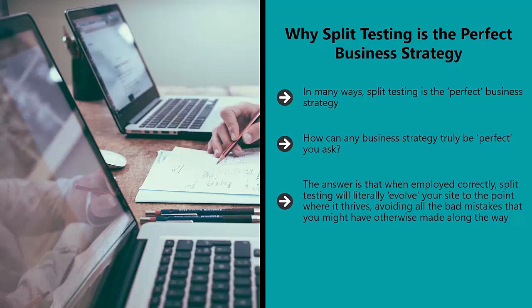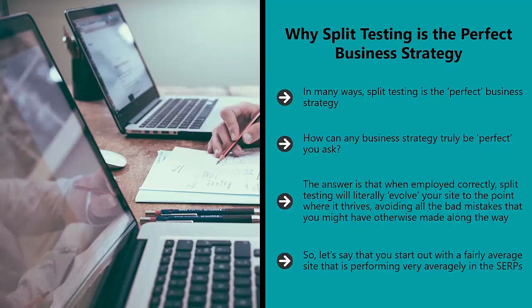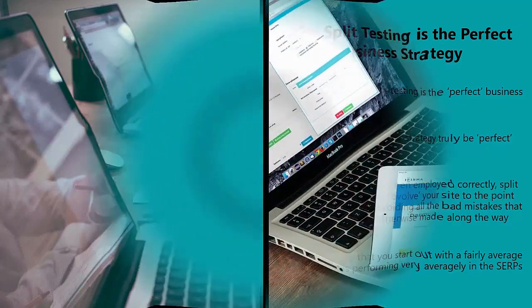The answer is that when employed correctly, split testing will literally evolve your site to the point where it thrives, avoiding all the bad mistakes that you might have otherwise made along the way. So, let's say you start out with a fairly average site that is performing very averagely in the SERPs. Using split testing, you might decide to start using more H1 tags with keywords in, or you might choose to start using images a little more. This causes a bump in your position.